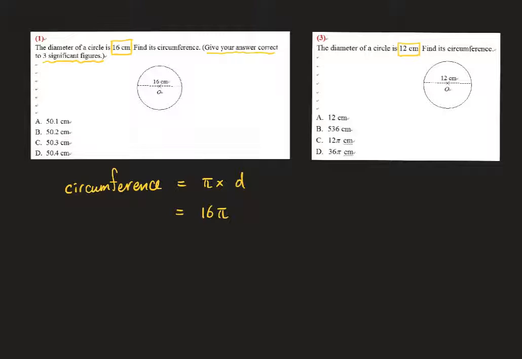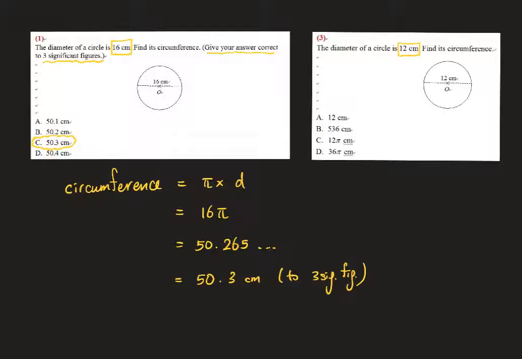After inputting 16 pi in your calculator, the answer should be 50.265 something. And if we round off this number to 3 significant figures, it should be 50.3 cm to 3 significant figures. So the answer should be C in this case.